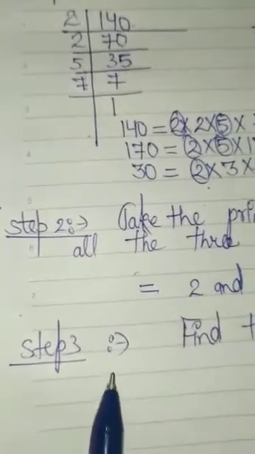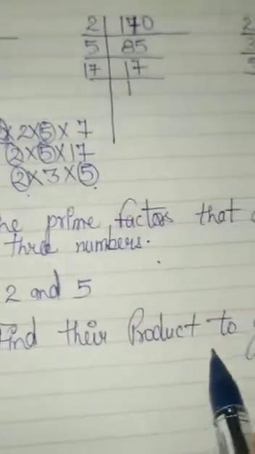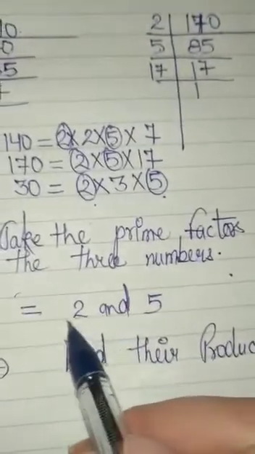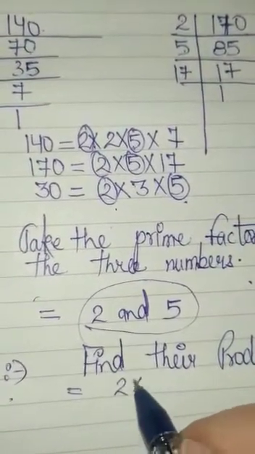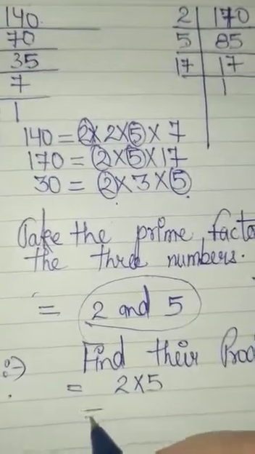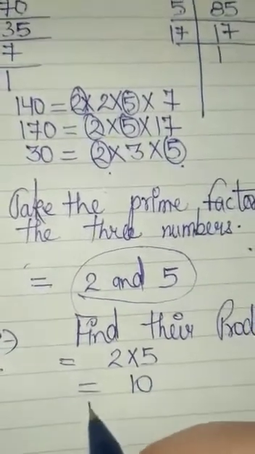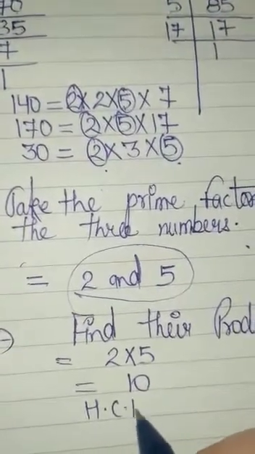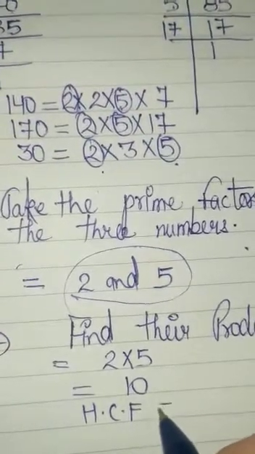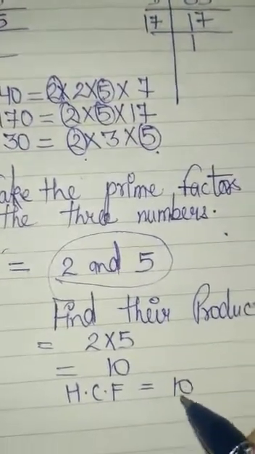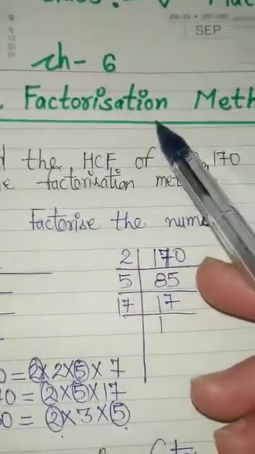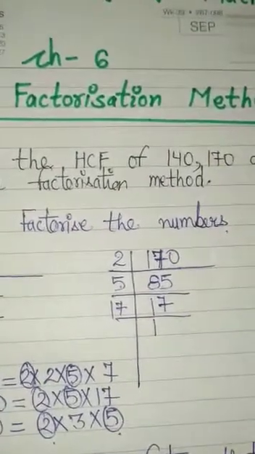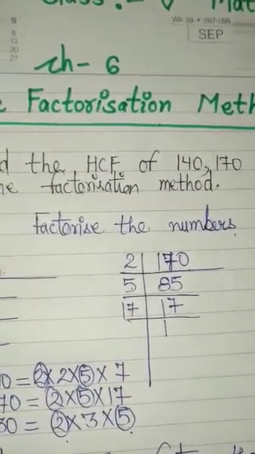Now in the last step you have to find the product of the common factors. So the product of the common factors, that is 2 multiply by 5, is equal to 10. It means the HCF, highest common factor, is equal to 10. So in this way you have to find out the HCF by using prime factorization method. So now we will start the exercise 6.2, which is based on this.